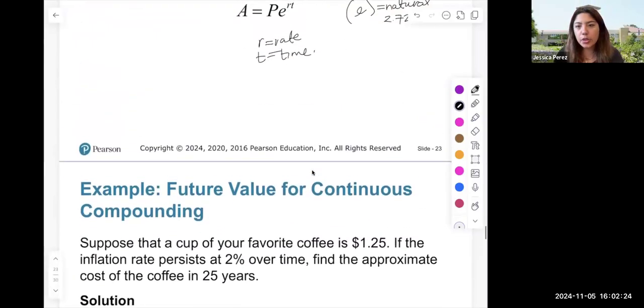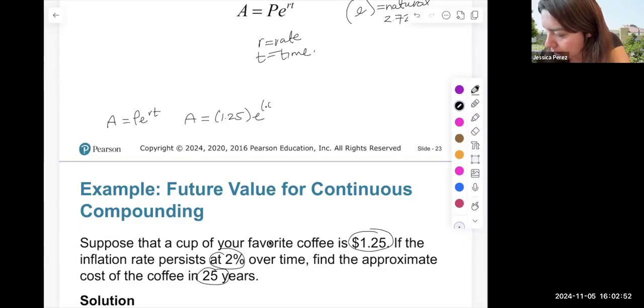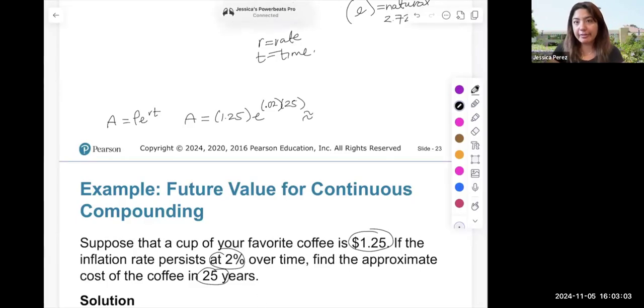So let's look at this one. Suppose you want to find the future value for a continuous compound. Suppose that a cup of your favorite coffee is $1.25. If the inflation rate persists at 2% over time, what's going to be the price after 25 years? So we know that A is P e to the RT, where P is $1.25. e is the number on your calculator, raised to 0.02, since 2% changes to 0.02, times 25. Then we're going to get approximately the price of that coffee after 25 years.